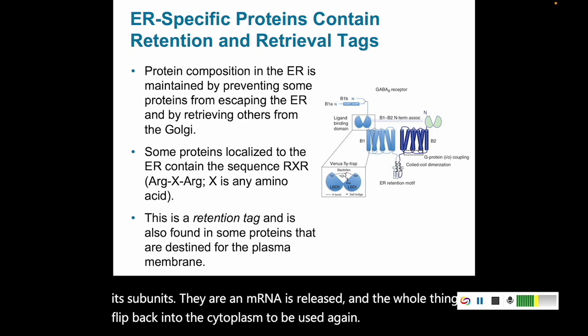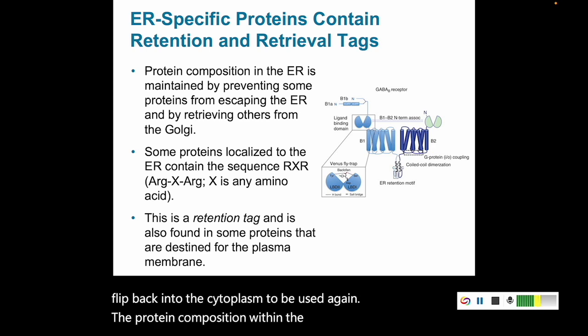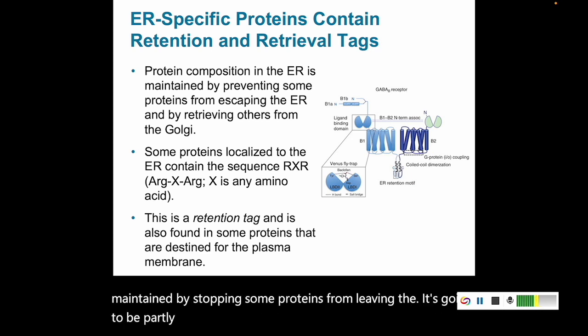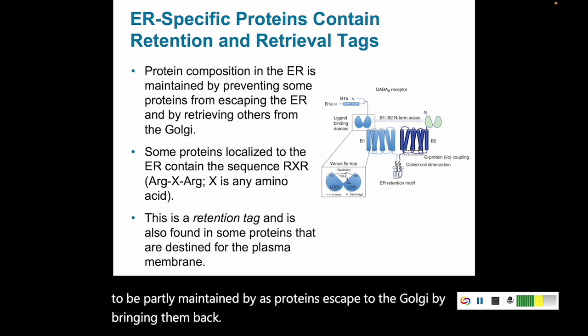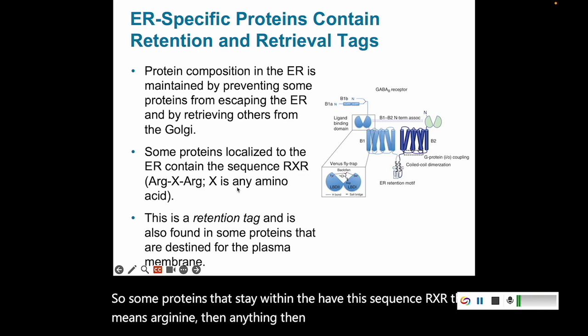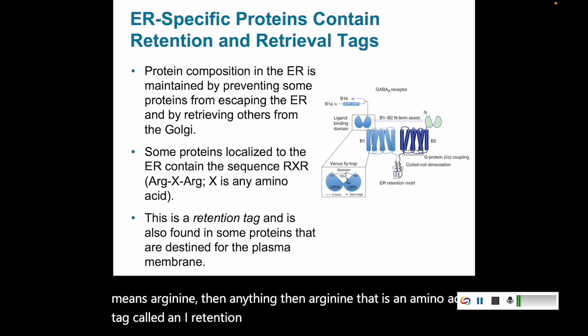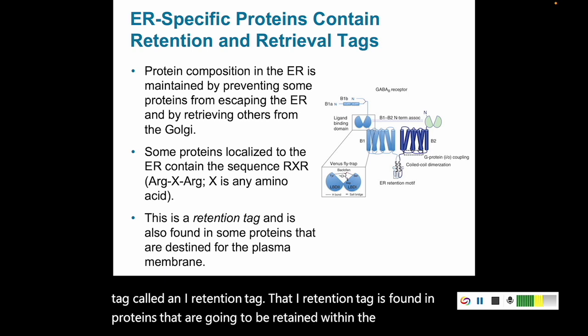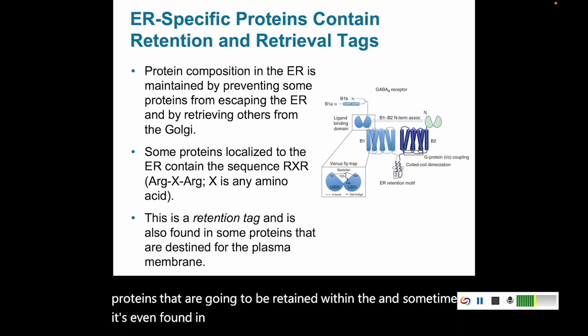The protein composition within the ER is going to be partly maintained by stopping some proteins from leaving the ER. It's going to be partly maintained by, as proteins escape to the Golgi, bringing them back. So some proteins that stay within the ER have this sequence RXR. That means arginine, then anything, then arginine. That is an amino acid tag called a retention tag. That retention tag is found in proteins that are going to be retained within the ER. And sometimes it's even found in proteins that are going to end up in the plasma membrane.